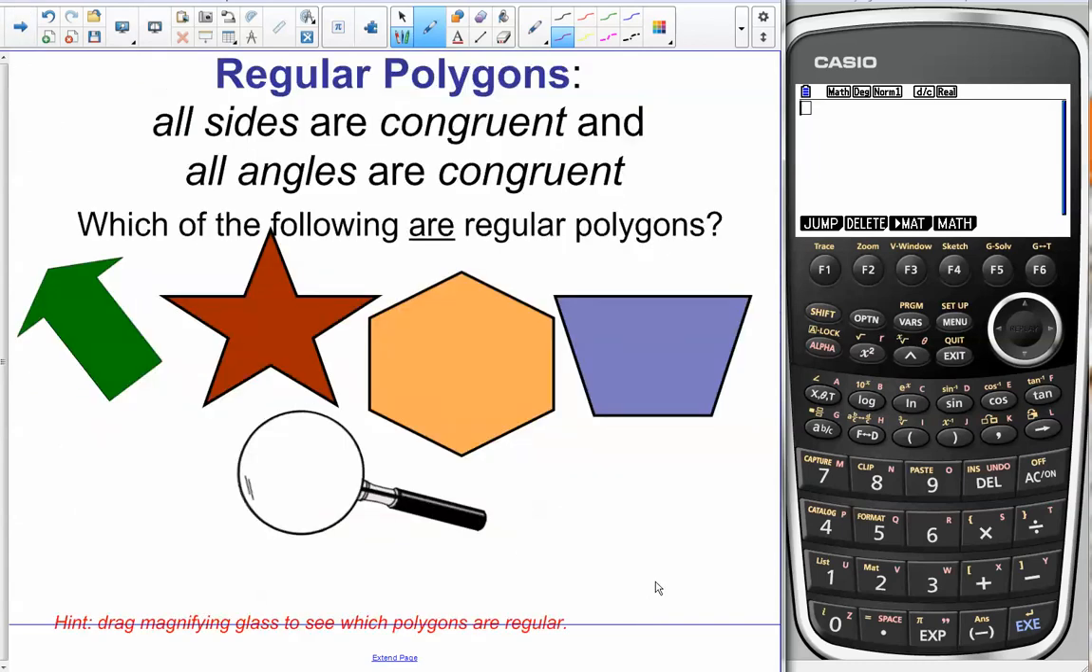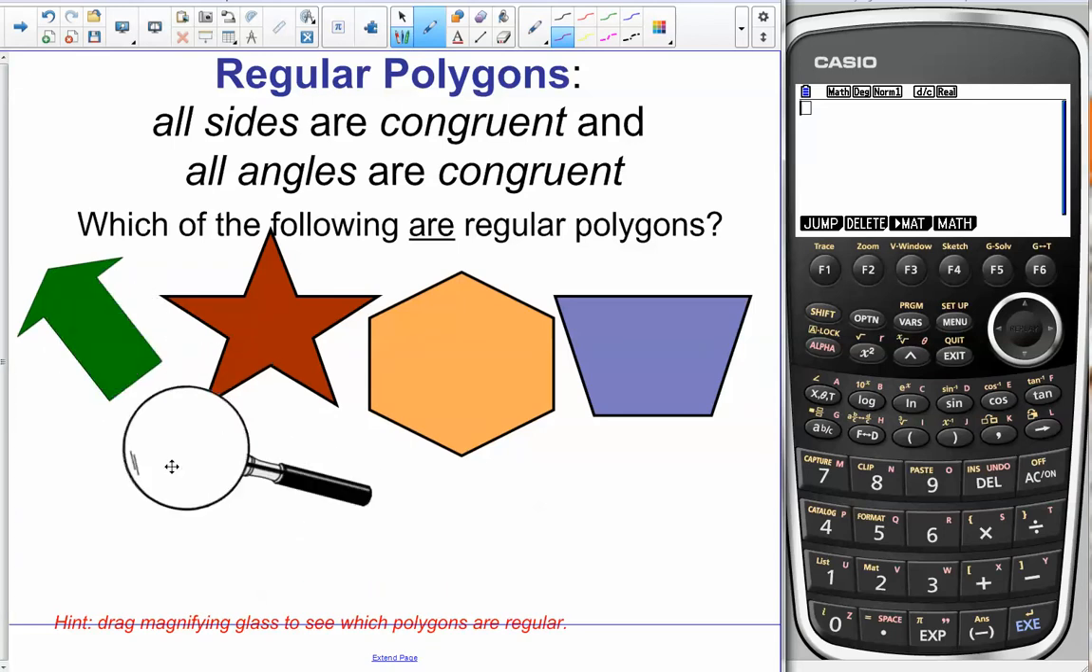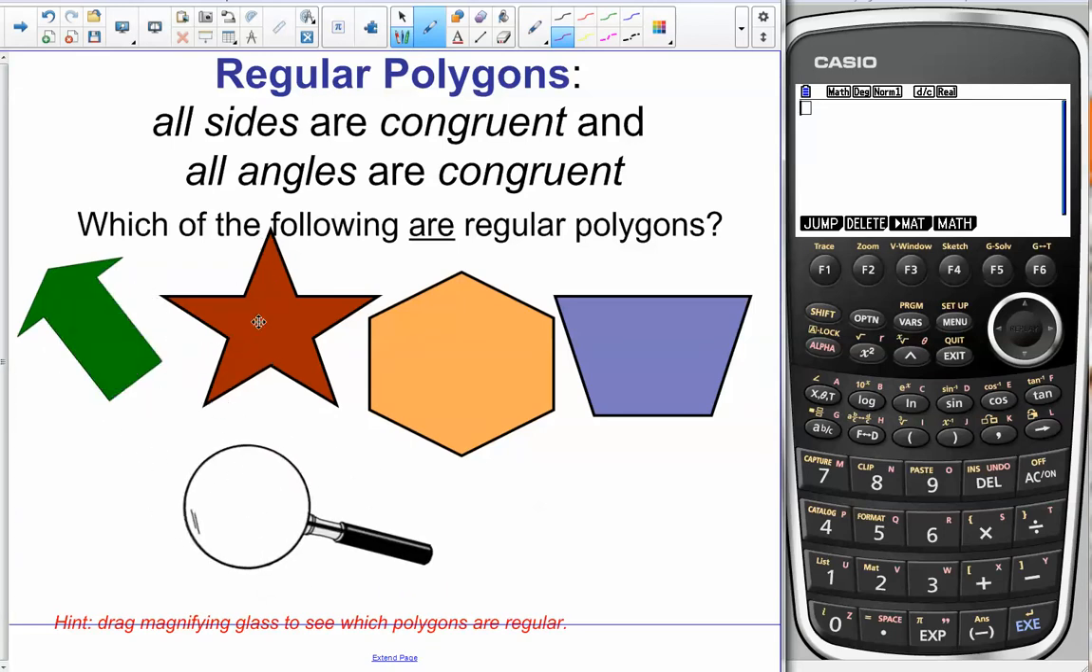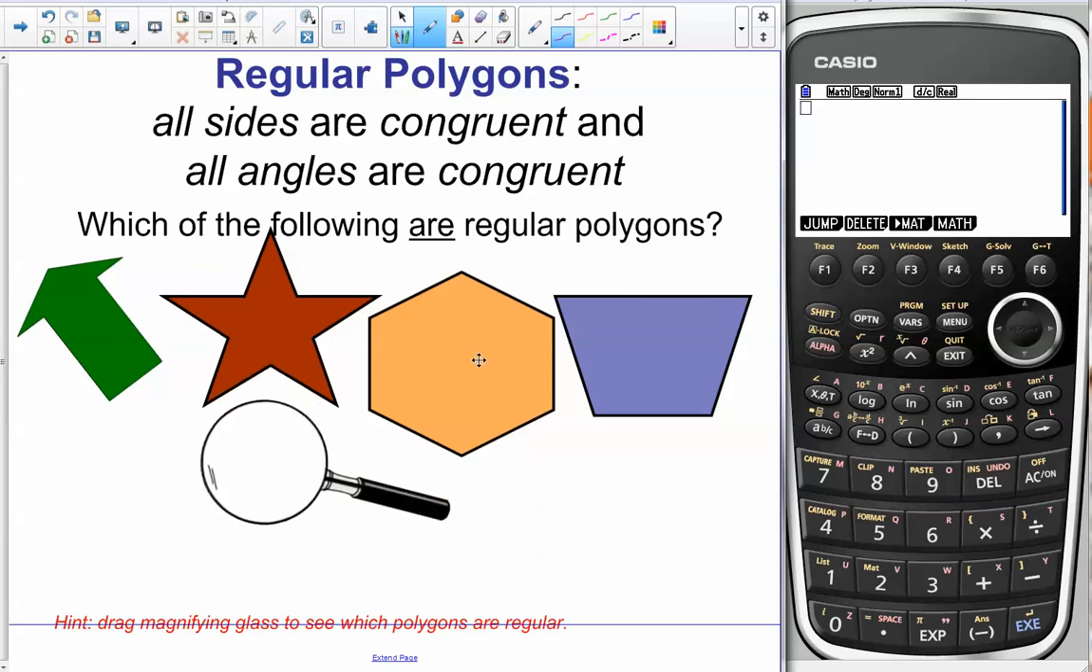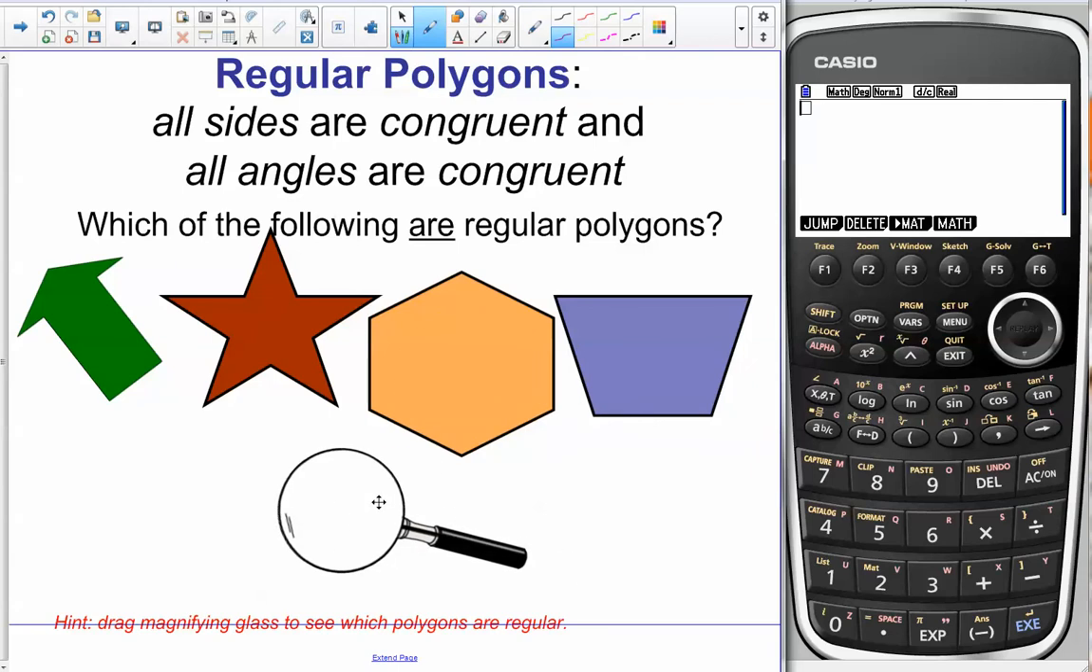Now, regular polygons have a lot of cool features, and that's really going to be the focus for today. Regular polygons, all the sides are congruent, all the angles are congruent. So as you can see when we're looking at this right here, nothing's really congruent, so that's a no. Same with this star. The sides are congruent, but the angles are not. They're a bit off. But here we have our, what is that, a hexagon? So yes, it is. And we have a trapezoid, which is not. So regular polygons, keep that one in mind.